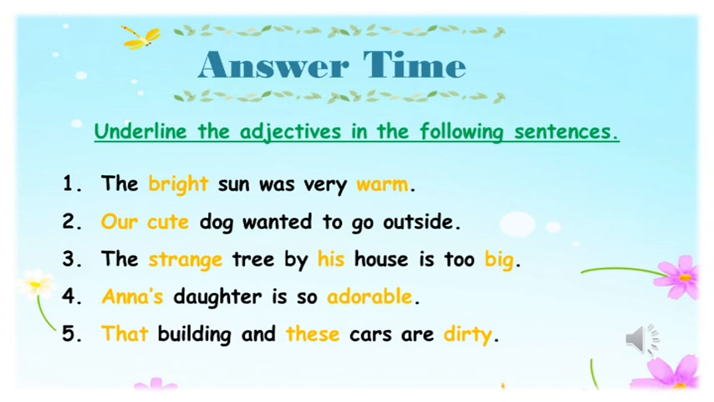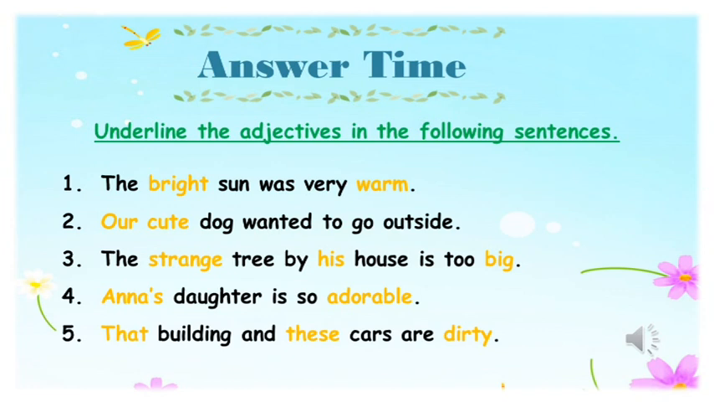Number 4. Anu's daughter is so adorable. This sentence has two adjectives. What are they? Anu and adorable. Anu describes the noun daughter by telling whose daughter. Adorable describes daughter by telling what kind.